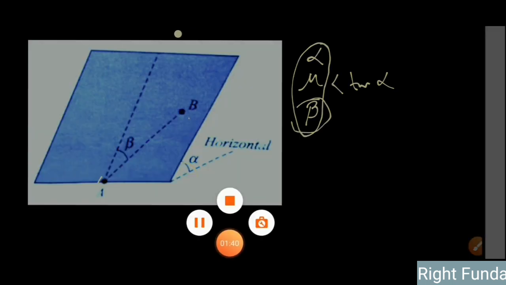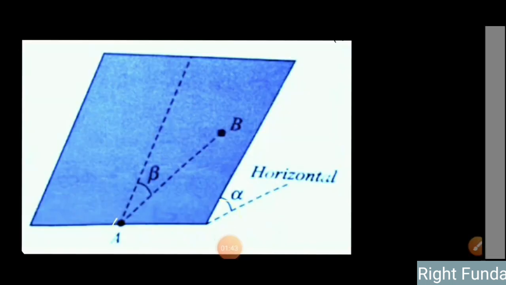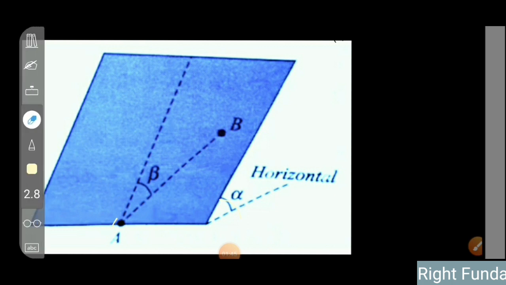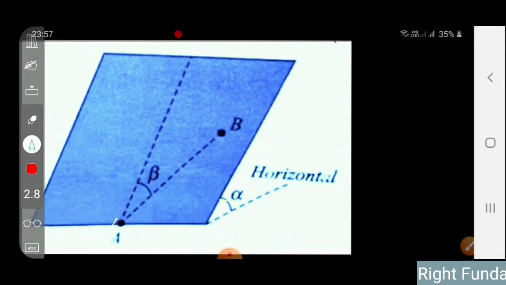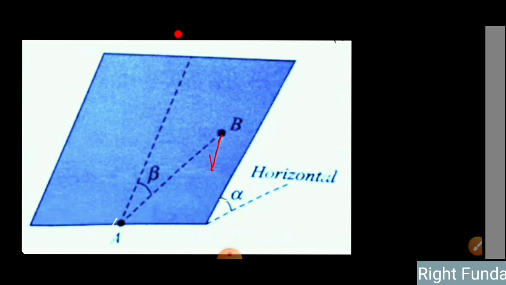So let's think how to solve. If we draw the free body diagram of this block, what forces will be acting? One force is mg and the normal reaction. The mg will resolve into two components: one is mg sin alpha, and another component is mg cos alpha, which is perpendicular to the surface. And the normal reaction acts upward. So for equilibrium, N is equal to mg cos alpha.